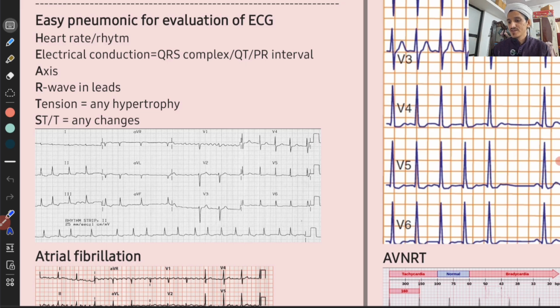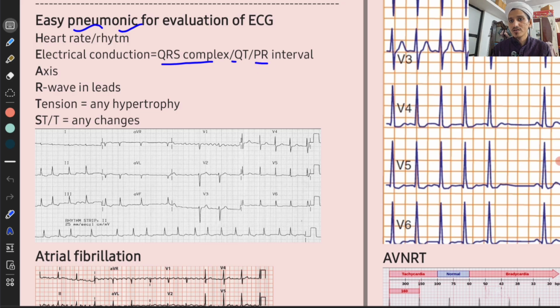First of all, remember this mnemonic to see the ECG: HEARTS. What is H? H is heart rate, then rhythm. E is electrical conduction, and QRS complexes. Whether the rate is tachycardia or bradycardia, whether the rhythm is regular or irregular. Electrical conduction: you will see the QRS complex, QT and PR interval.